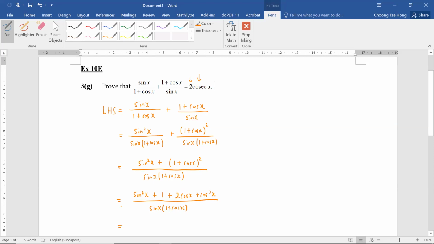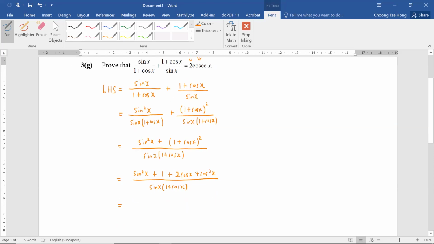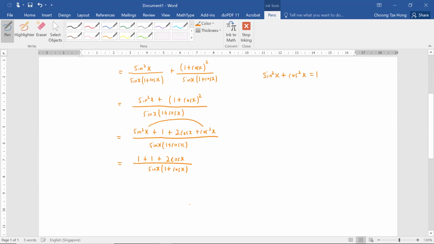At this point, you need to think what kind of simplification we can do to the numerator. You can see that there's a sine square x and a cosine square x. Whenever you have sine square x plus cosine square x, you will actually get 1, due to the identity. So the identity that we are using here is this. So we'll change that to 1. So you'll get 1 plus 1 plus 2 cosine x over sine x, 1 plus cosine x. So we're almost there already.